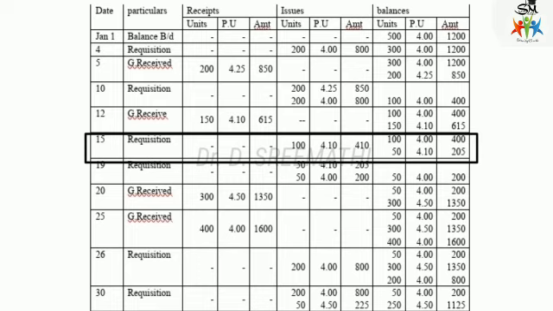So it is 410, and balance is 100 units as in the opening, and then 50 units in this last receipt. So it is 150 units. So totally 205, 4 rupees 10 paise.